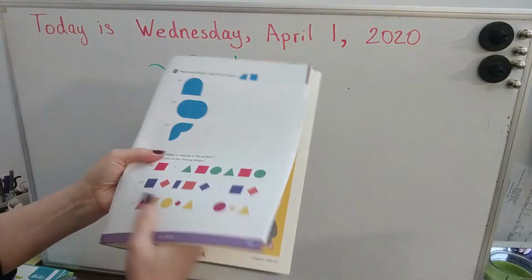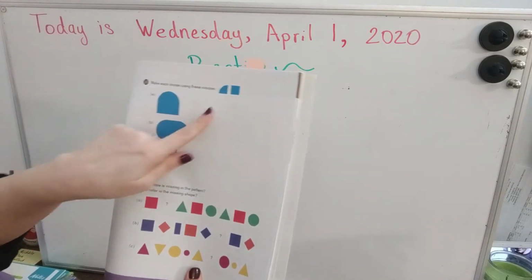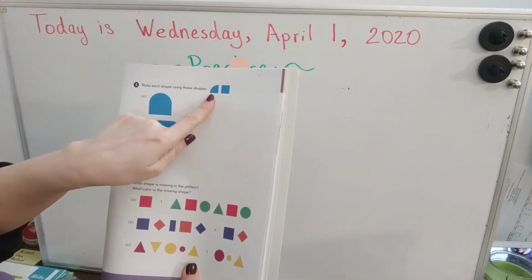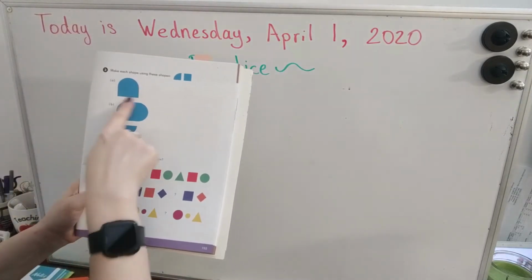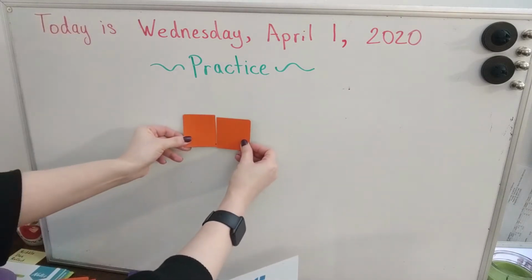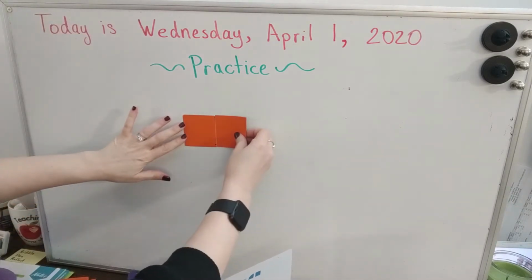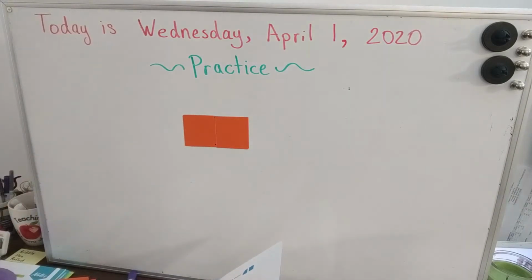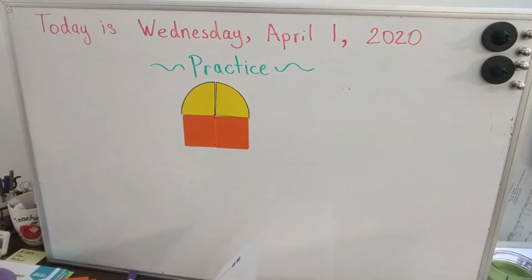Okay? So number 3 says make each shape using these shapes. We are going to find our quarter circles from yesterday and a square. Okay, we're going to start by making the shape here. Letter A. I'm going to use 2 squares and 2 quarter circles. Just like that.